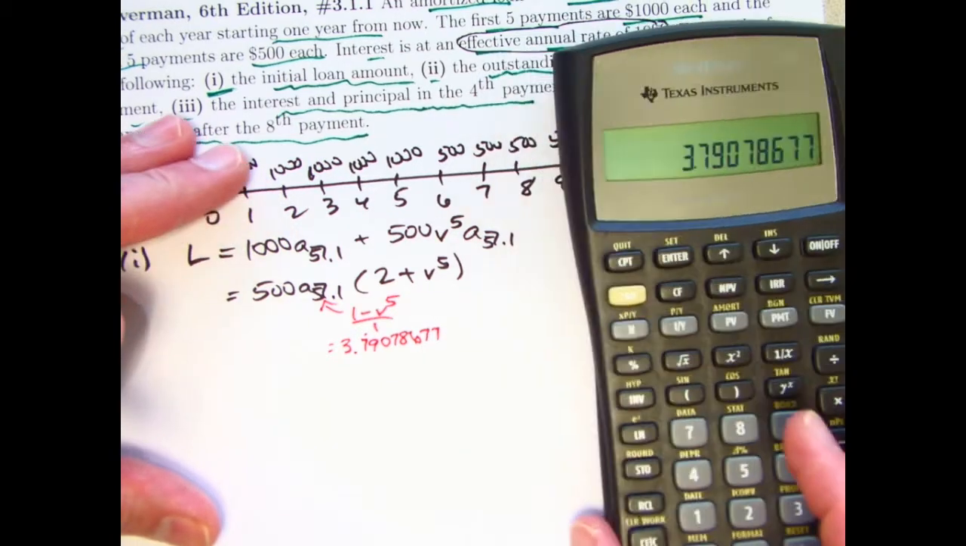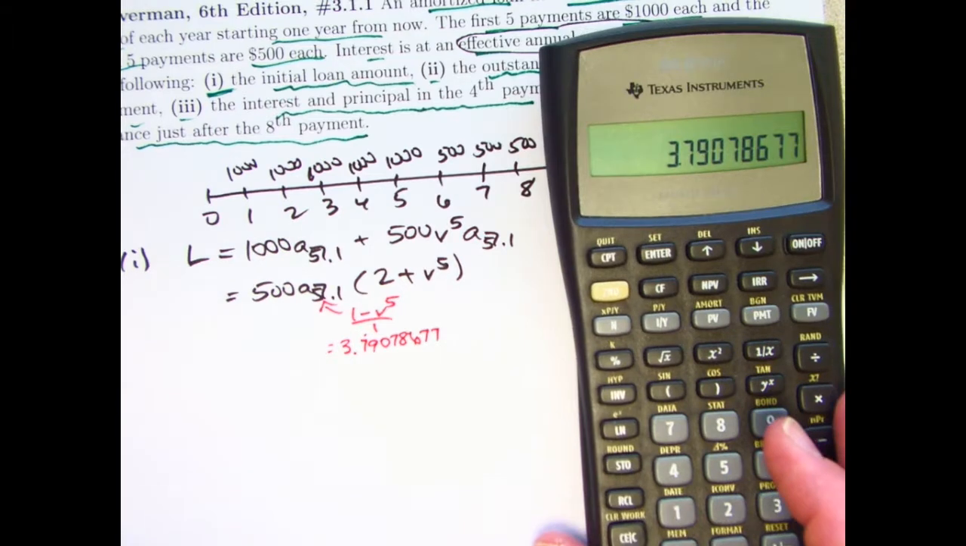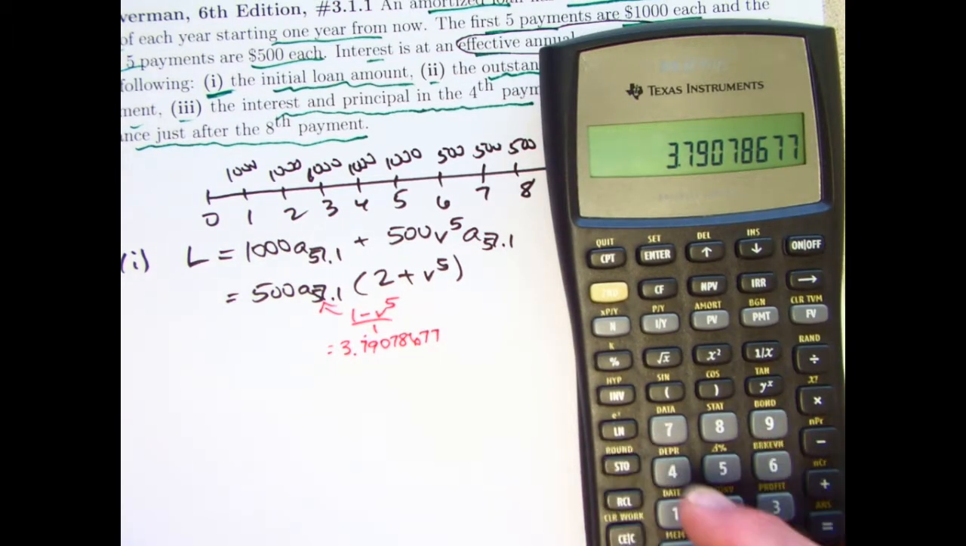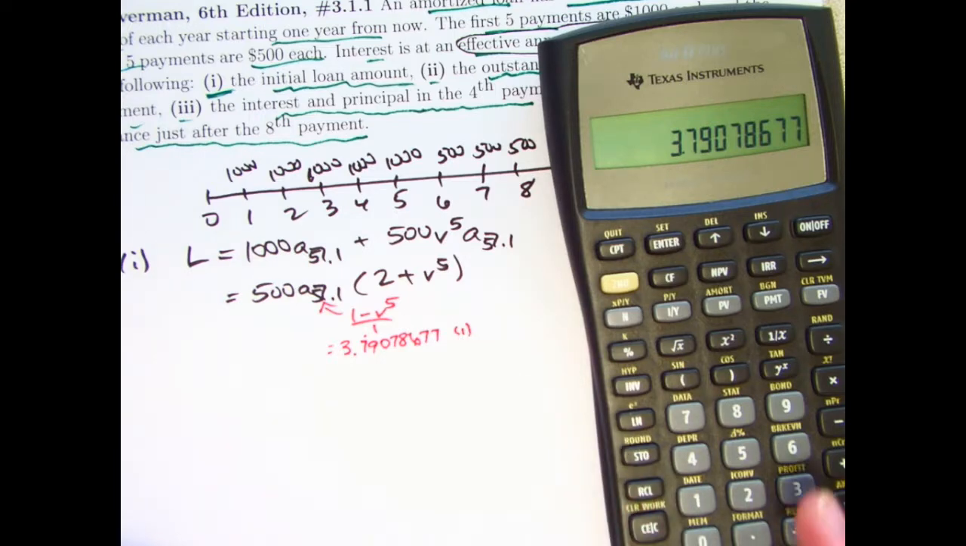3.7907867. Is that worth storing? I'm not sure. Let's go ahead and store it. I'm going to store this in register 1, just in case we need it. I'll put a little 1 by that. And the value of V again is in register 0.